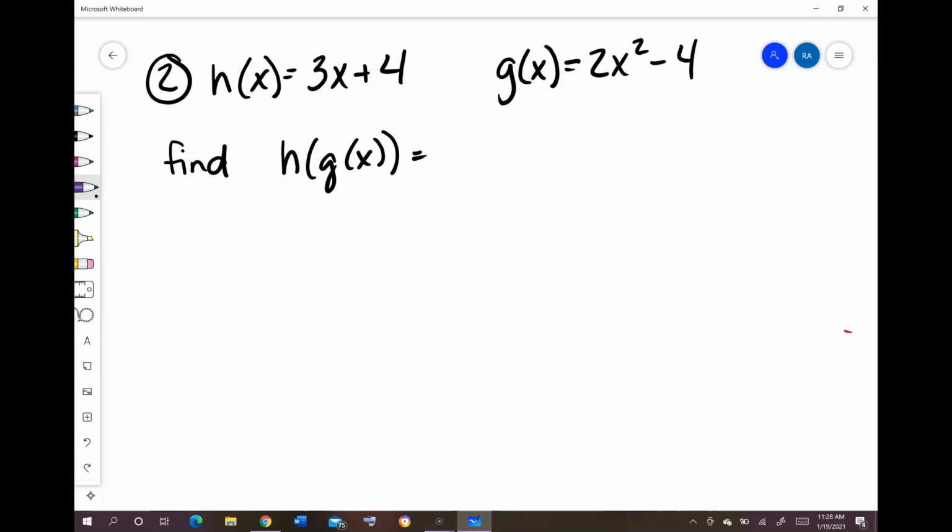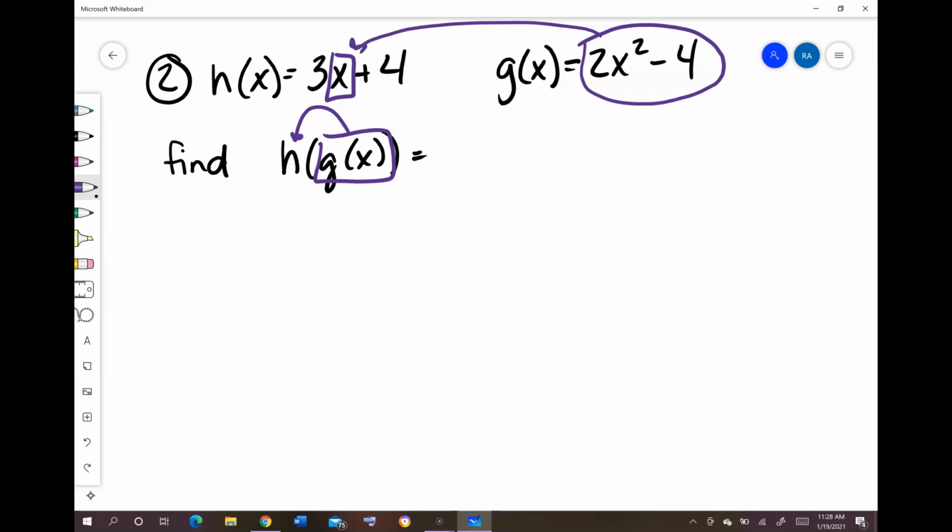This one has h of x is 3x plus 4. g of x is 2x squared minus 4. And I want to find h of g of x. So again, inside function goes into outside function. So inside function is plugged into outside function. I'm going to replace h's x with the whole g of x equation. So I'm going to have 3 parentheses 2x squared minus 4 close parentheses plus 4.